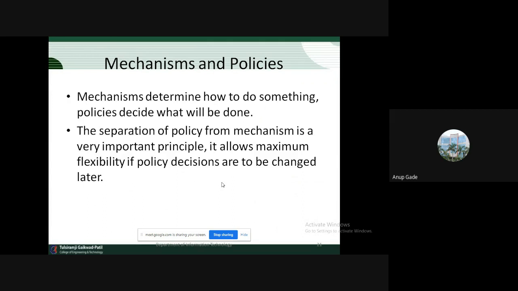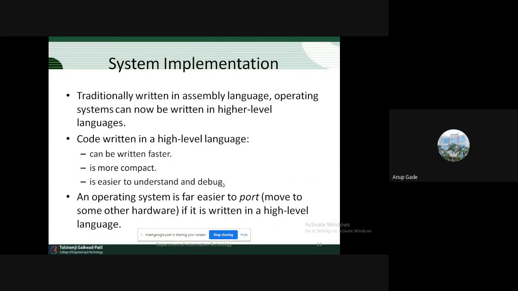Now, mechanisms and policies. There is a fundamental difference between mechanism and policy. Mechanism will determine how to do something, whereas policy will decide what will be done. There must be a proper separation of policy from mechanism, which is very important. It allows maximum flexibility if policy decisions are to be changed later. If policy decisions are crystal clear, things will be very easy. If policy decisions are changed, then it will be a tough task for the designer.